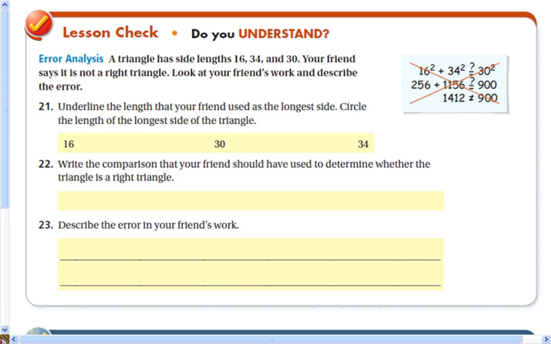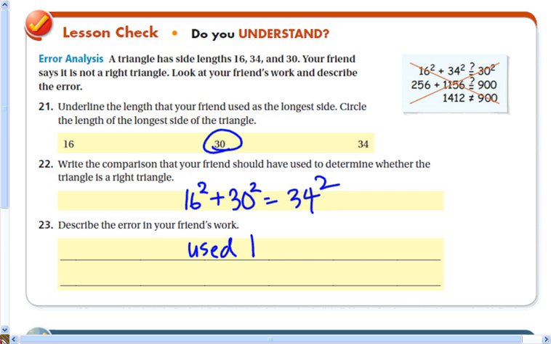Lesson check. A triangle has side lengths 16, 34, and 30. Your friend says it's not a right triangle. Look at your friend's work and describe the error. All right. Underline the length your friend used as the longest side. That one. Our friend should have done 16 squared plus 30 squared is equal to 34 squared. So our friend used the wrong number for the hypotenuse.